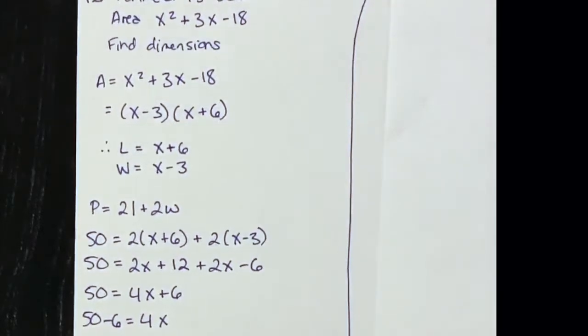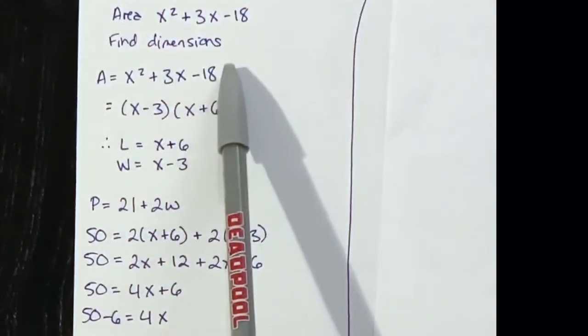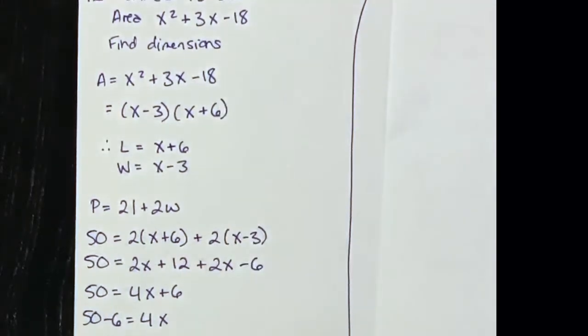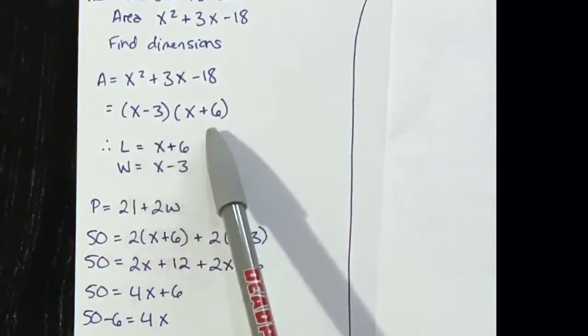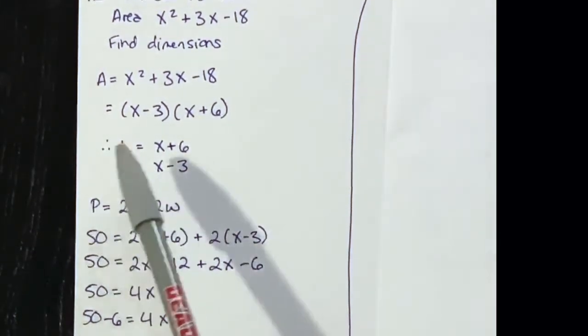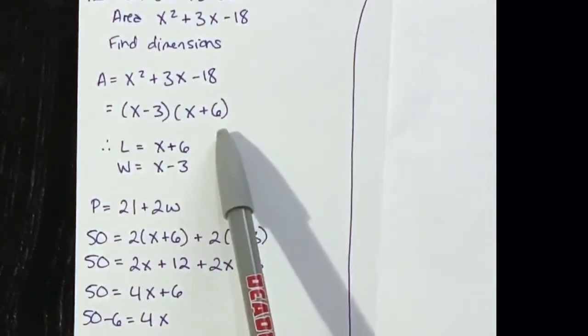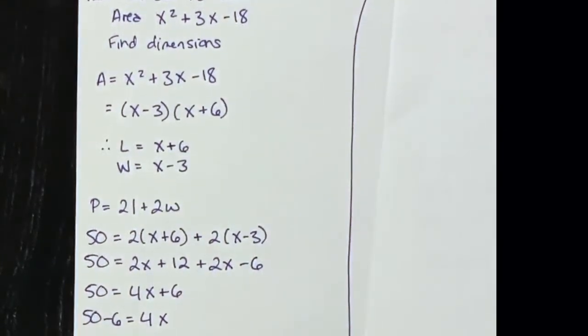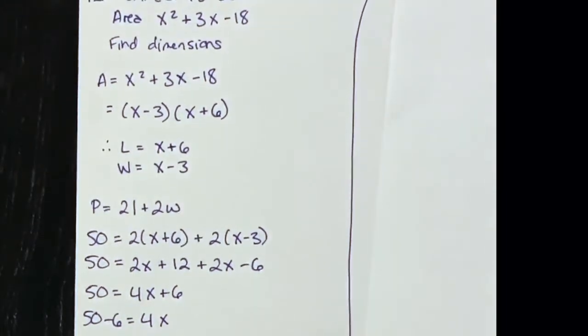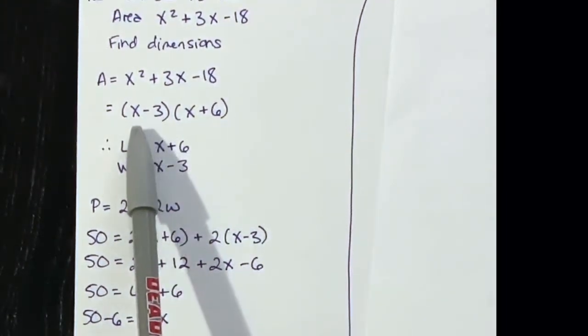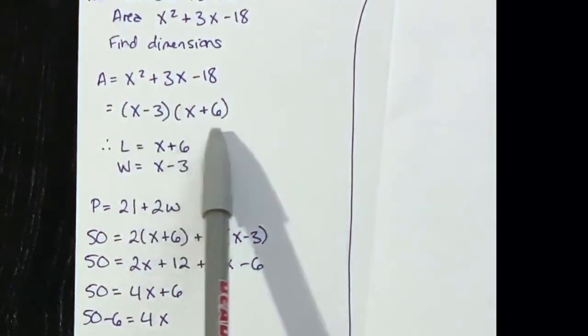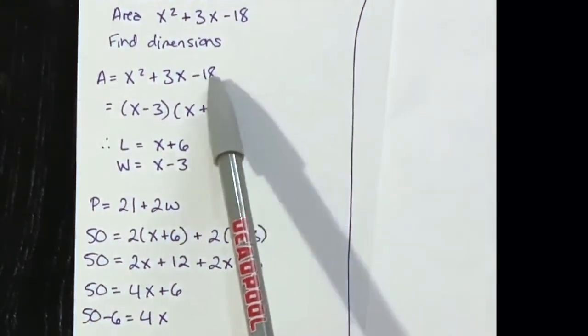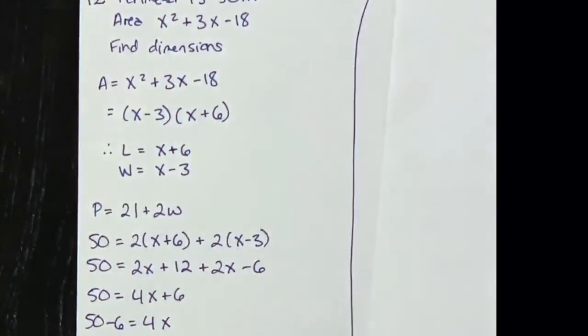Now I can factor it to find my dimensions because I've been asked to find dimensions. So that means I have to take this and factor it. So what are two numbers that multiply to give me negative 18 and add to give me positive 3? Well, negative 3 times 6 is negative 18, and negative 3 plus 6 is positive 3. So there are my numbers, negative 3 and positive 6. So one of the dimensions is x minus 3. The other dimension is x plus 6. So I had to take this term and factor it. So there's my length and width.